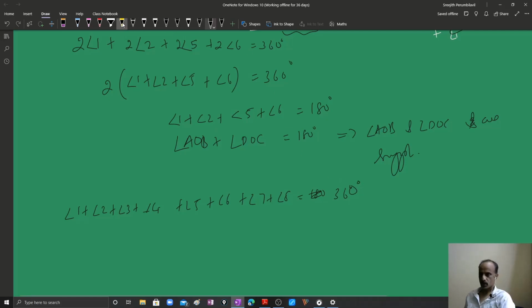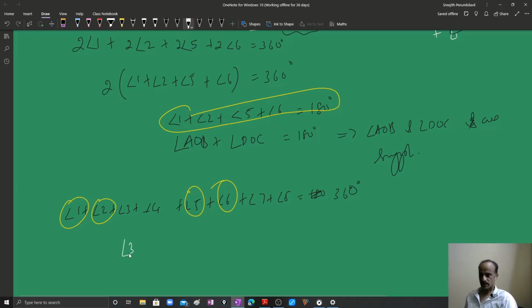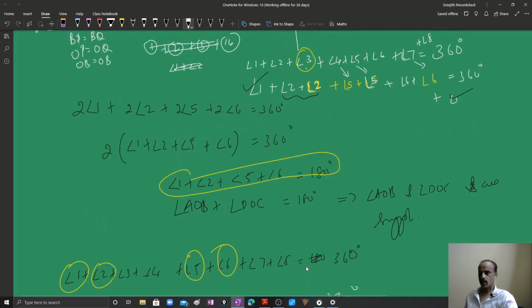Out of that, we have a few angles, which are that angle 1 plus 2 plus 5 plus 6 is equal to how much? Is equal to 180. If we substitute that over here, what we get is that angle 3 plus angle 4 plus angle 7 plus angle 8 plus all these things will be equal to 360 degrees. That means angle 3 plus angle 4 plus angle 7 plus angle 8 is equal to 360 minus 180, which is 180.